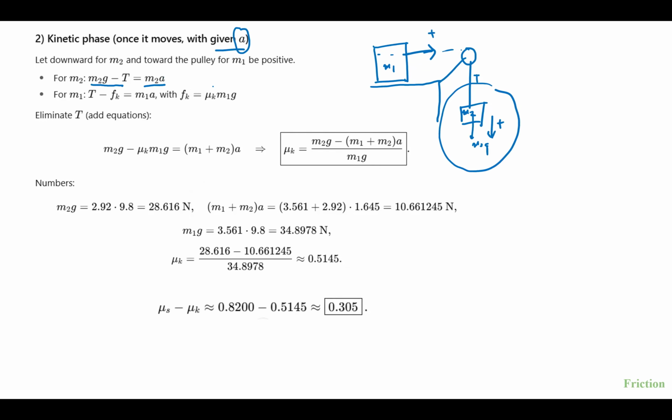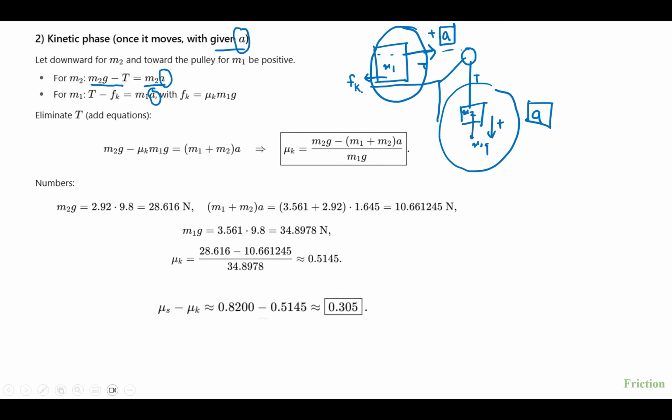And for M1, there's a tension, and then there is a frictional force, which is kinetic because it is moving. And then this is T minus Fk. It is tied to the same string, such that if M2 is moving with the acceleration A, then this should also be moving with the acceleration A. That's the key thing. So you need to plug in A here, as well as A for M2 and M1.